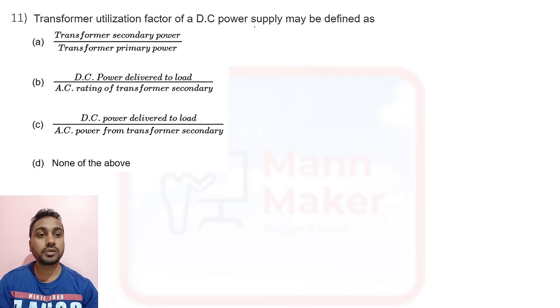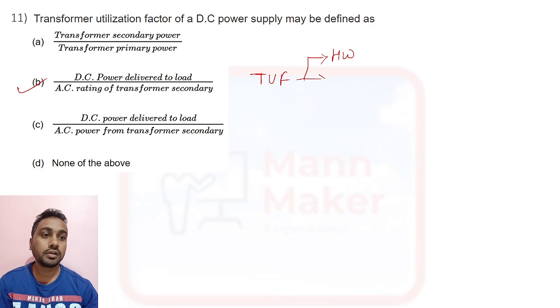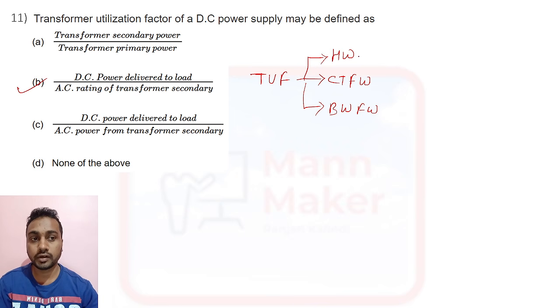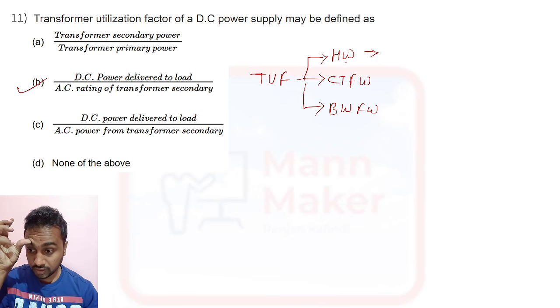The transformer utilization factor of DC power supply may be defined as, so TUF. TUF, transformer utilization factor, is used to measure the merit of a rectifier circuit, and this is defined as DC power delivered to load divided by AC rating of transformer secondary. Now, in the question, they may ask what is the TUF for half wave rectifier, center tap full wave rectifier, and bridge full wave rectifier. Okay, so they may ask this question.